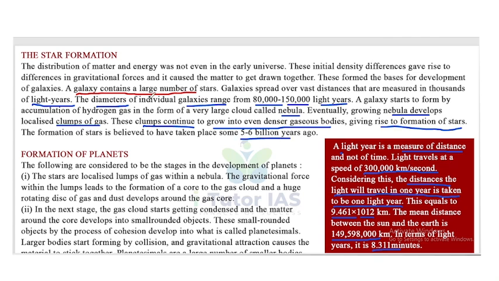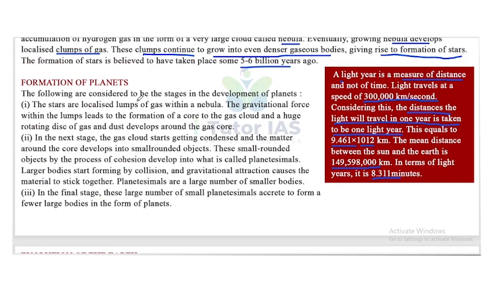Now, the formation of planets. The following are considered to be the stages in the development of planets. First, the stars are localized lumps of gas within a nebula. The gravitational force within the lumps leads to the formation of a core to the gas cloud, and a huge rotating disk of gas and dust develops around the gas core. In the next stage, the gas cloud starts getting condensed and the matter around the core develops into small rounded objects. These small rounded objects, by the process of cohesion, develop into what are called planetesimals. Larger bodies start forming by collision, and gravitational attraction causes the material to stick together.